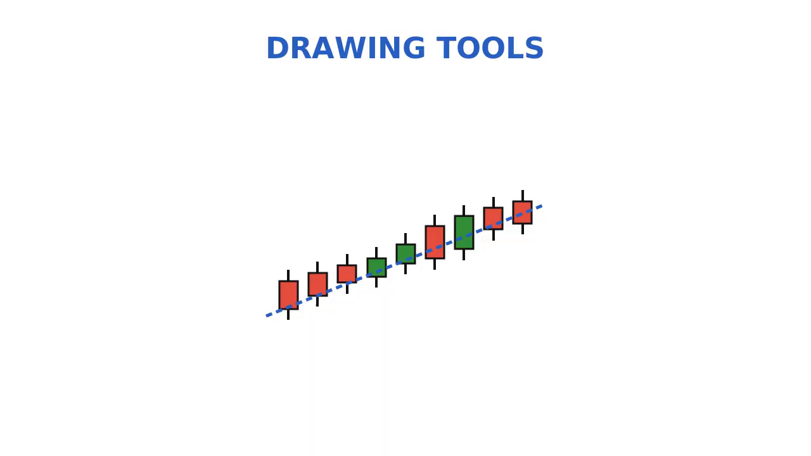Start with the drawing tools, because this is where a chart goes from something you watch to something you mark up. With a click, you can draw a trend line connecting the rising lows of an uptrend, or a flat horizontal line across a support and resistance level. Suddenly, the invisible structure we talked about becomes visible, drawn right on the screen, so you can see exactly where price is respecting or breaking your lines.